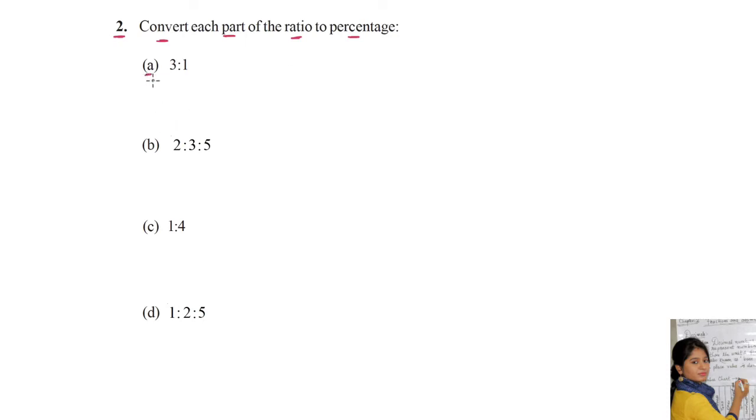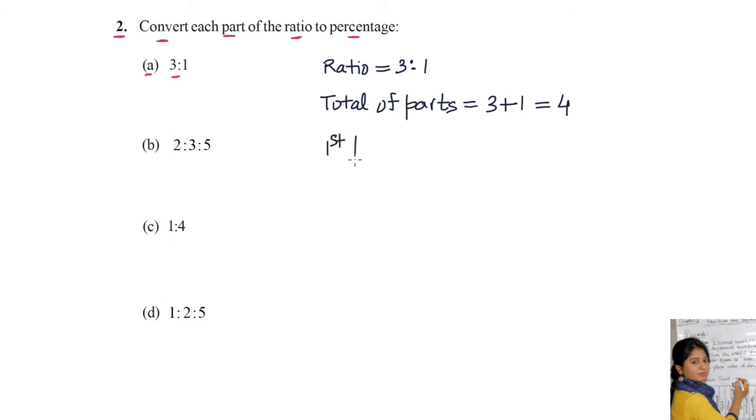In part A we have 3:1, right? So let's write down the ratio first. The ratio is given 3:1. So what is the total? It means that the total of the parts is equal to 3 plus 1, as we have two parts only, which is equal to 4. Now we can express each part of the ratios as the fraction of the whole and hence as the percentage of the whole. So first part, let's find the first part.